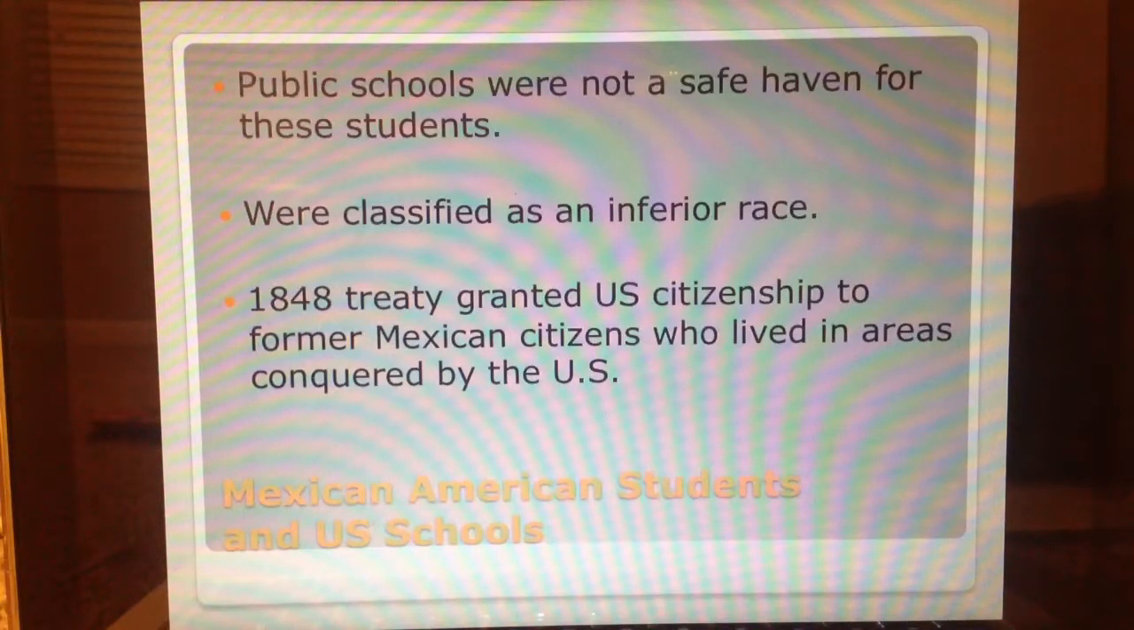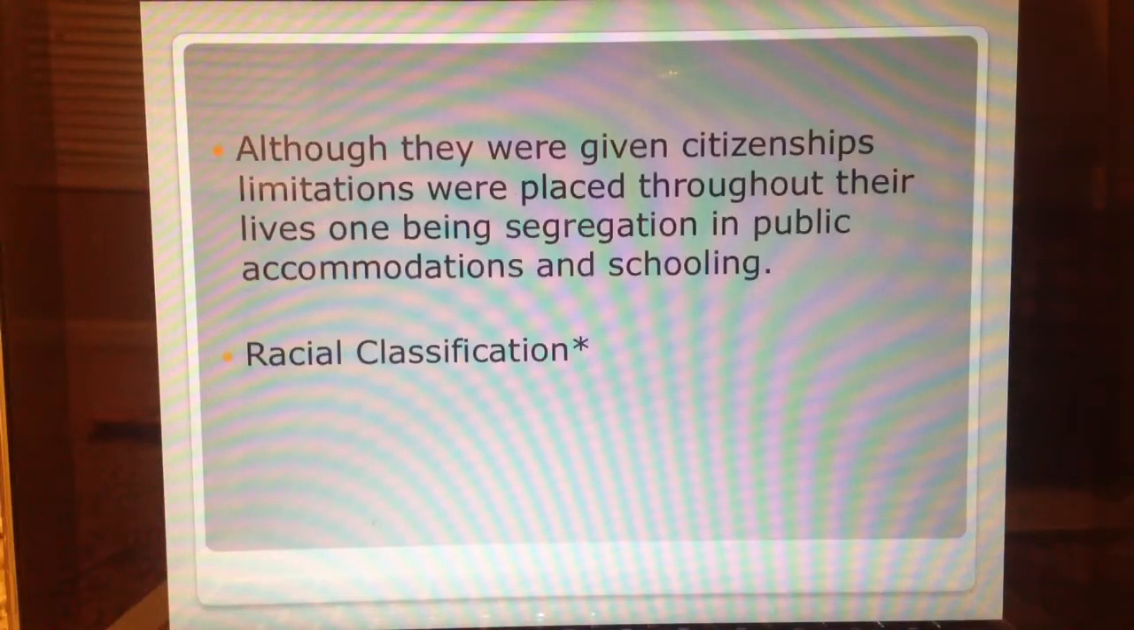The first subgroup I would like to concentrate on would be Mexican American students. Public schools were not what you would call a safe haven for these students. Because of the Spanish American War and other influences, they were classified as an inferior race. In 1848, there was a treaty that granted U.S. citizenship to former Mexican citizens who lived in areas the U.S. had conquered. However, their citizenship had limitations, and basically it segregated them in public and in their schooling, and this led to racial classification. There was a lot of controversy around this.